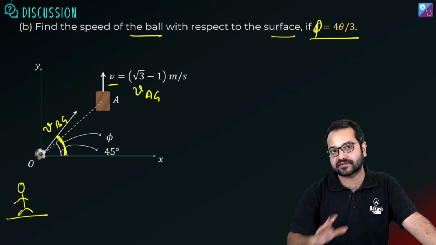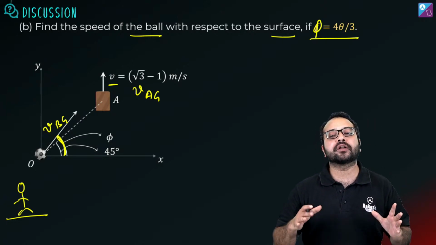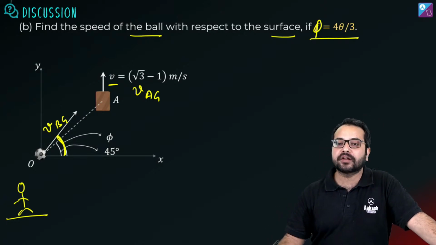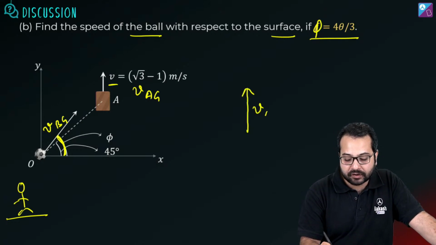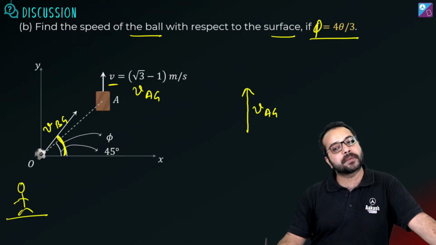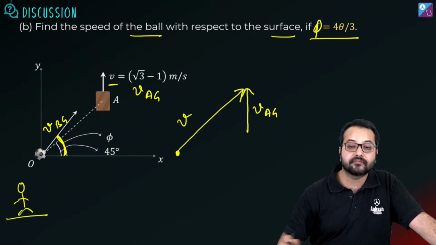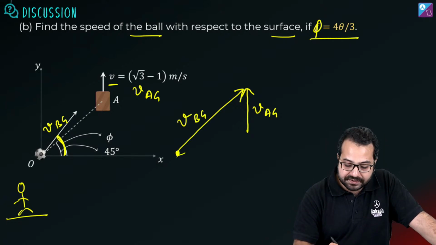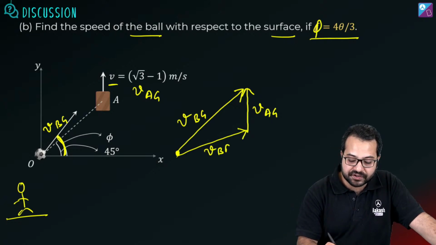velocity triangle, we have discussed relative velocity triangle in the past. So in this case, if we are able to draw the relative velocity triangle, then our job is done, isn't it? So let's try to draw the relative velocity triangle. Now we know for sure that this is the velocity of A or the trolley with respect to the ground. From here, this is the velocity of ball B with respect to the ground. And what is this? This is the velocity of ball B with respect to A.